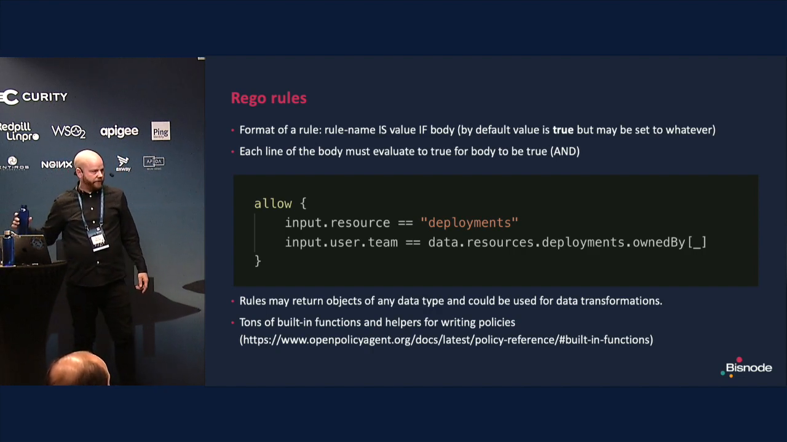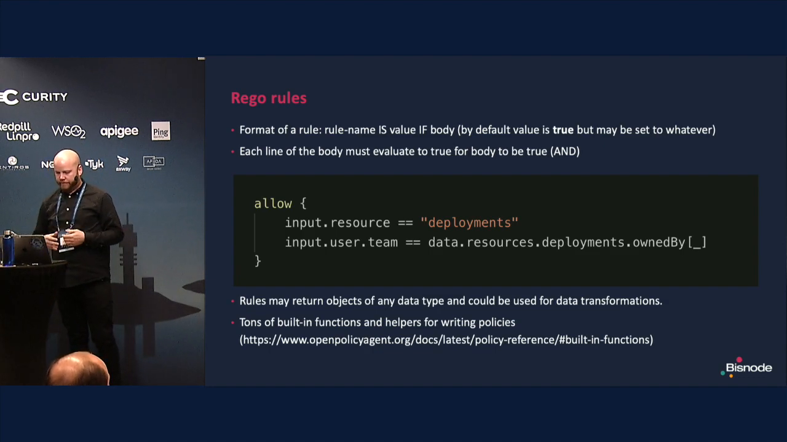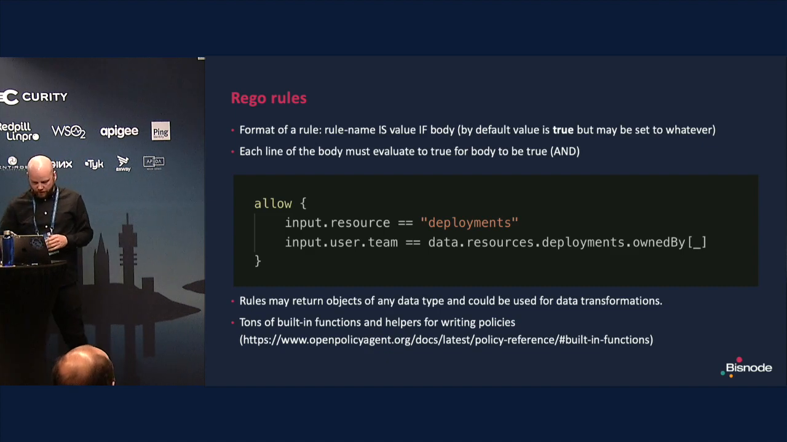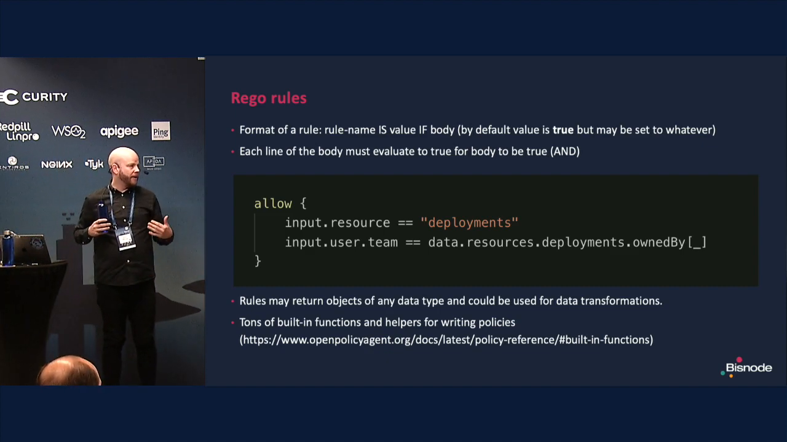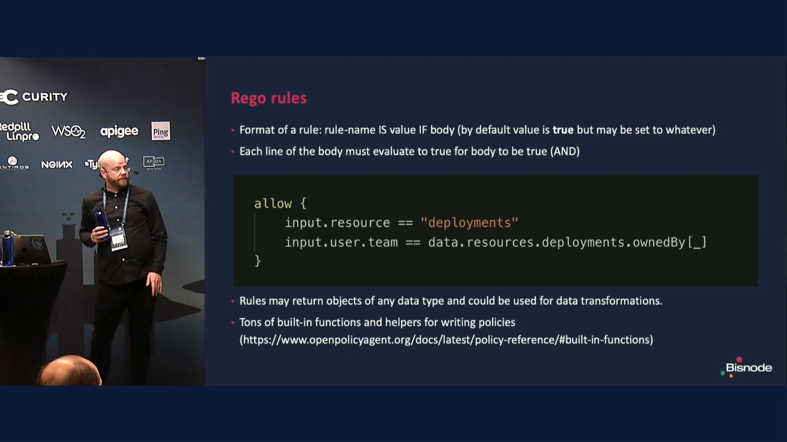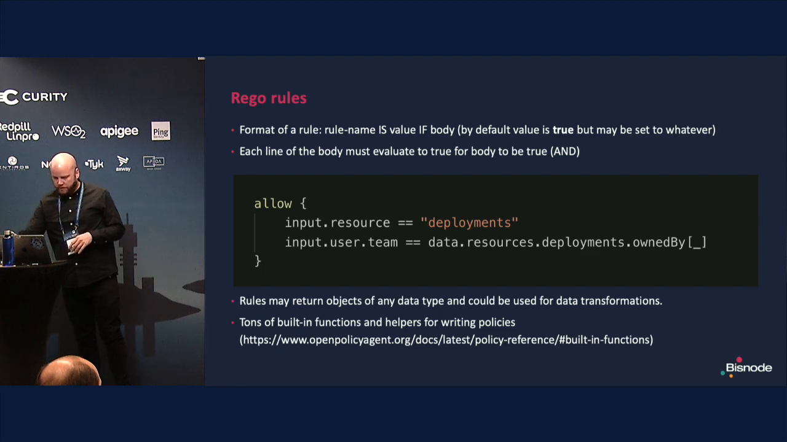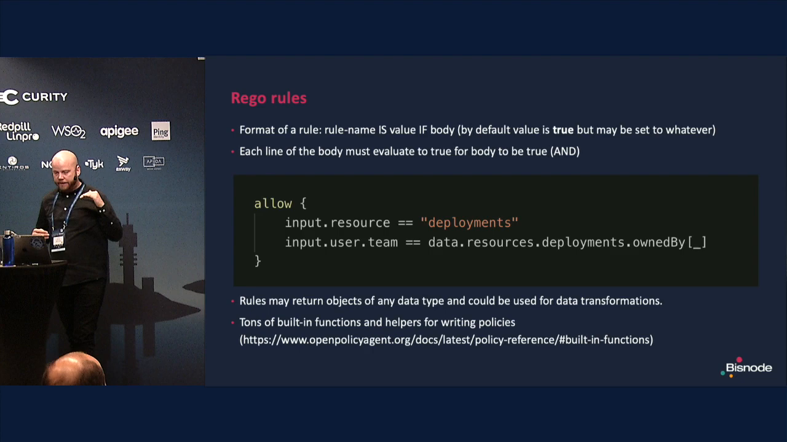And this last underscore within the brackets there is kind of like an include operator, or contains. So if any of the owned by values match the user team, then it's okay. And if only one or a few of these lines are true, then the rule evaluates to false.